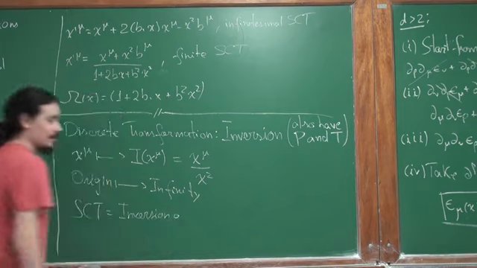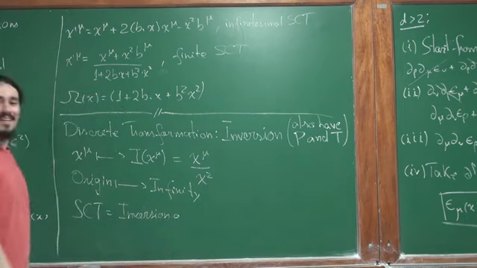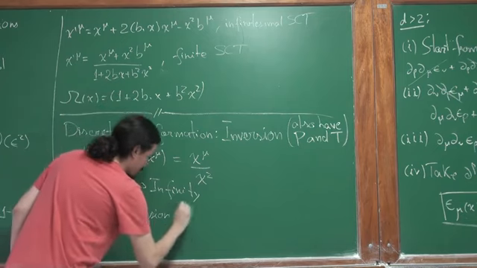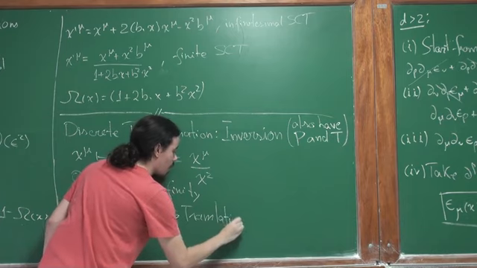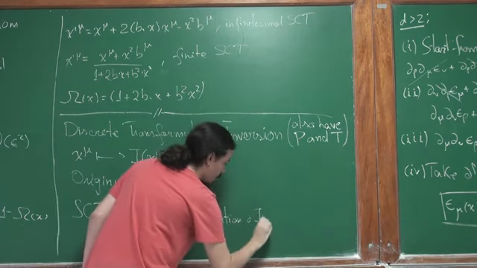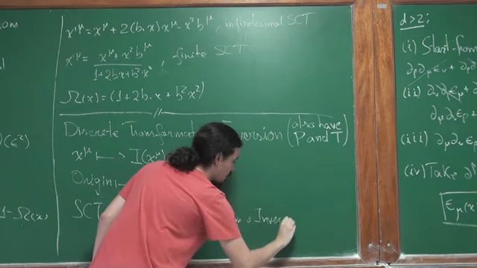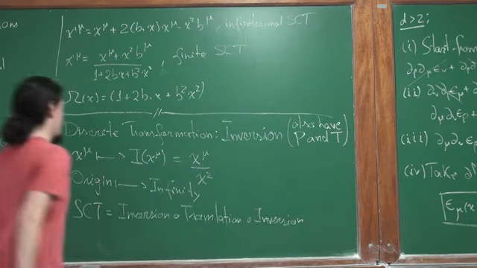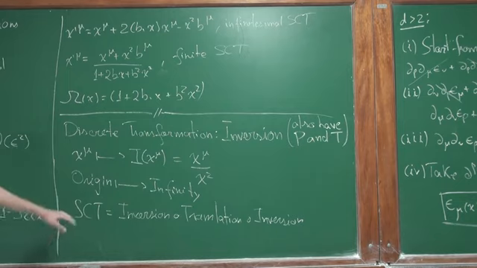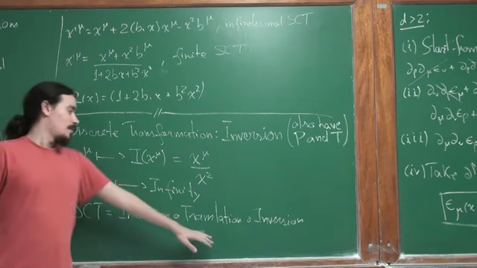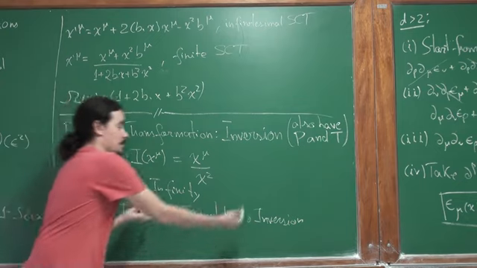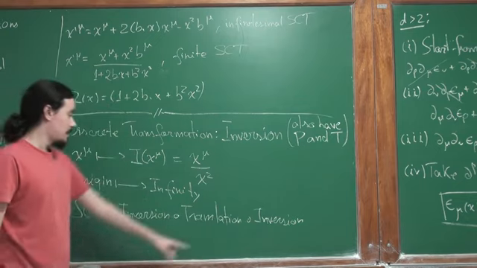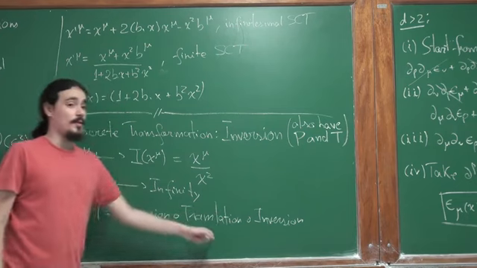This means composing, right? Inversion, translation. So we say that a special conformal transformation is a translation conjugated with an inversion. It's on both sides, it's multiplying both sides. It's an inversion conjugated translation.